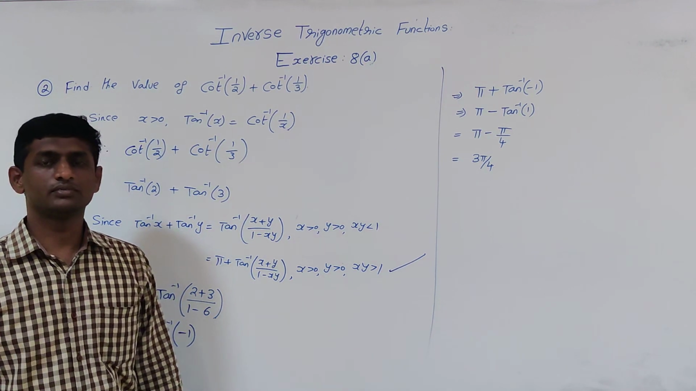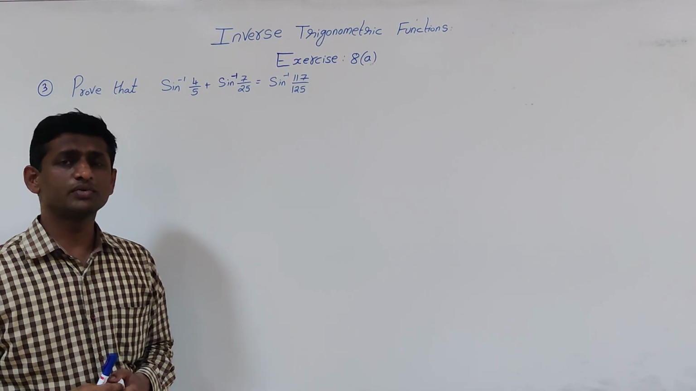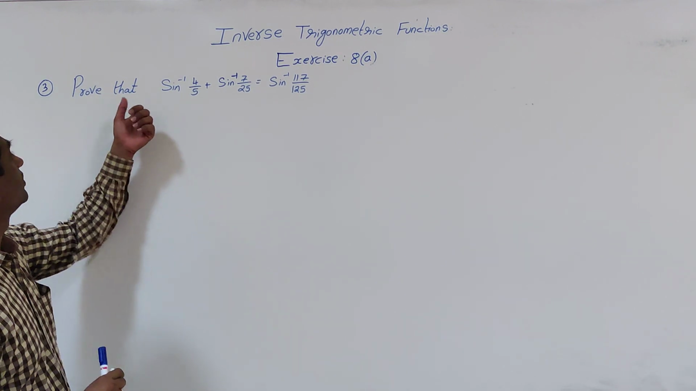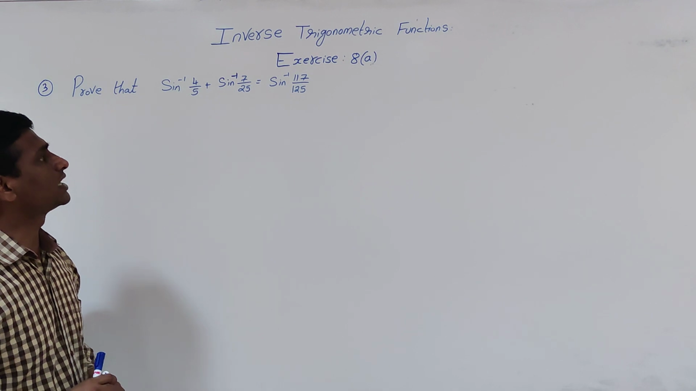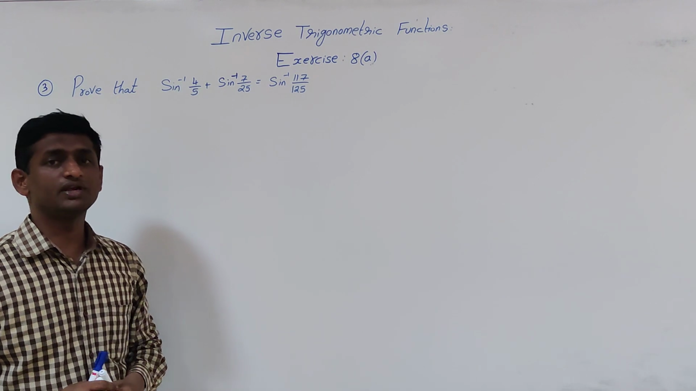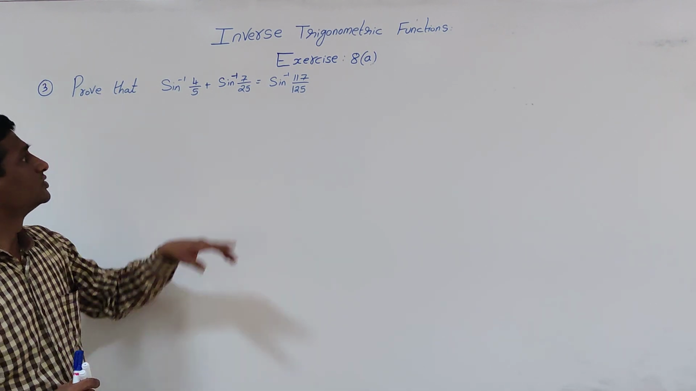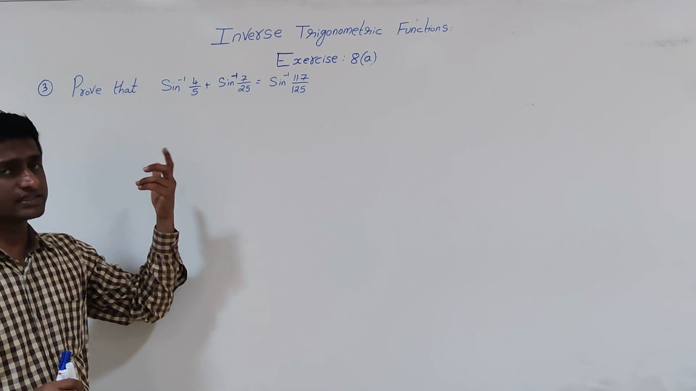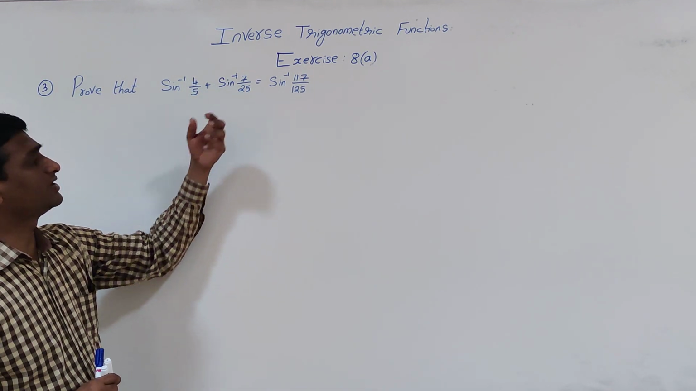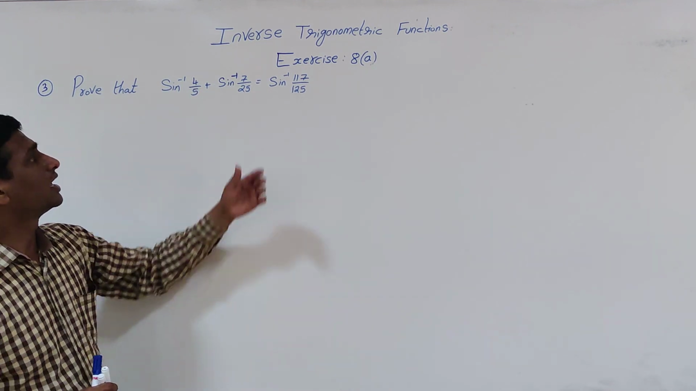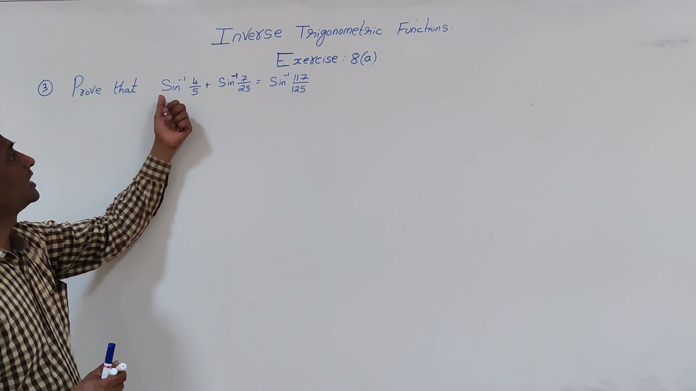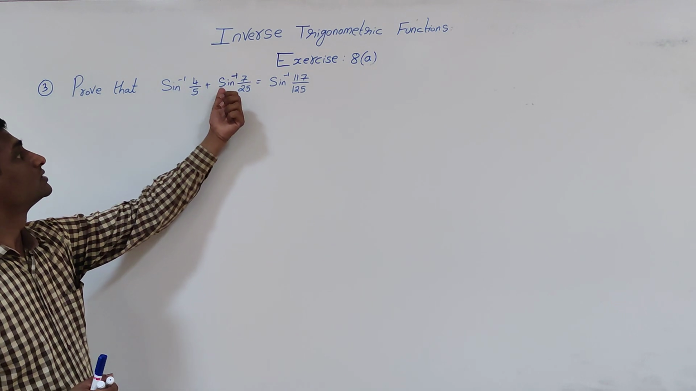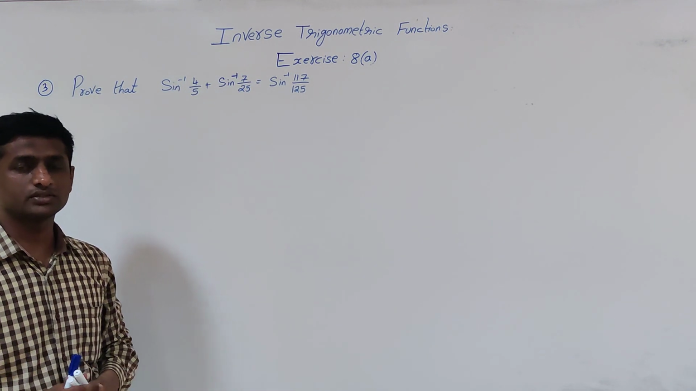Next problem. The next problem is: prove that sin inverse of 4 by 5 plus sin inverse of 7 by 25 is equal to sin inverse of 117 by 125. So 4 by 5 is a number which is less than 1. 7 by 25 is also less than 1. And 117 by 125 is also less than 1. Means sin inverse of 4 by 5 exists. Sin inverse of 7 by 25 also exists.